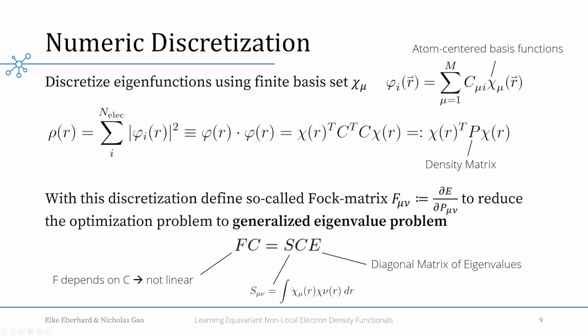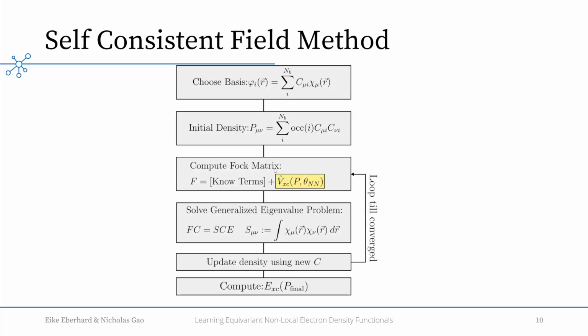So two things. This S is really just basis set dependent and it's constant for a given basis set and a given molecule. And this is just a diagonal matrix of eigenvalues, epsilon. And what's hidden here, a bit, is that this F, the Fock matrix, depends on the coefficients. So this is not yet linear, which brings us to how you typically solve these types of equations, which is the so-called self-consistent field method, or SCF method.